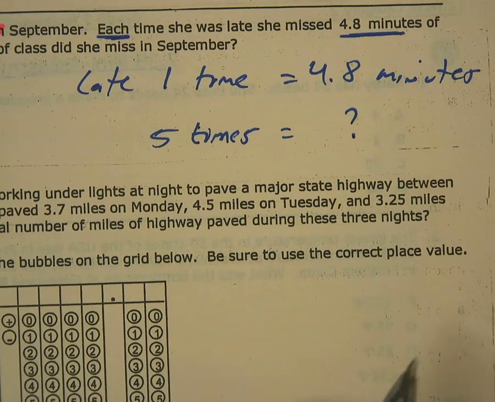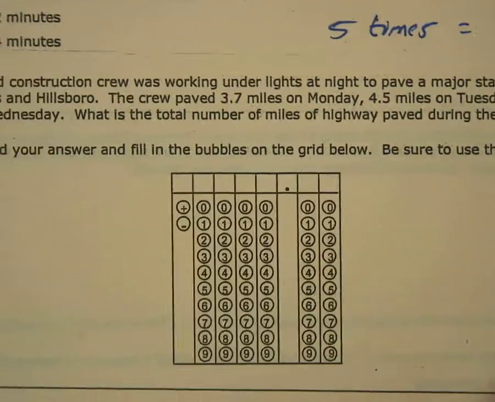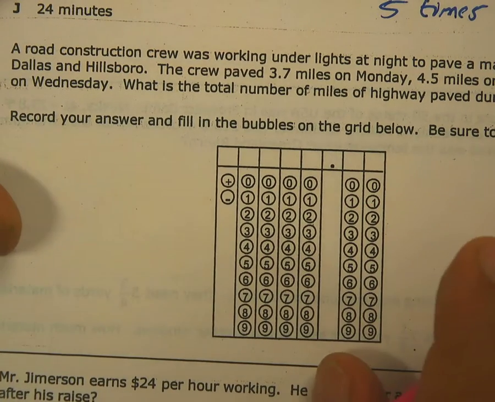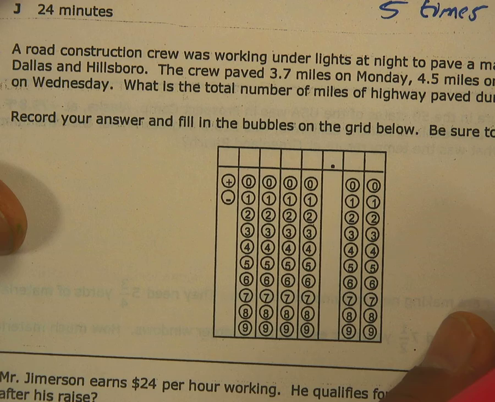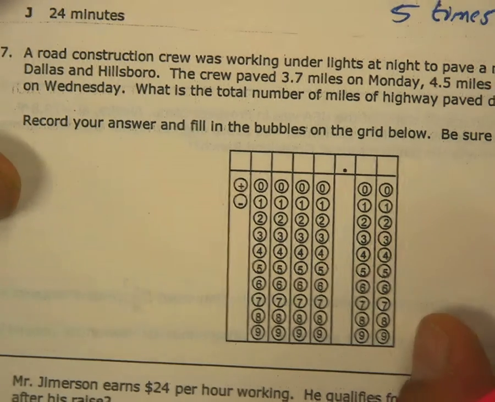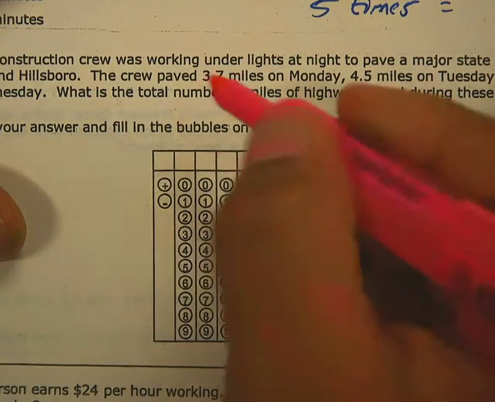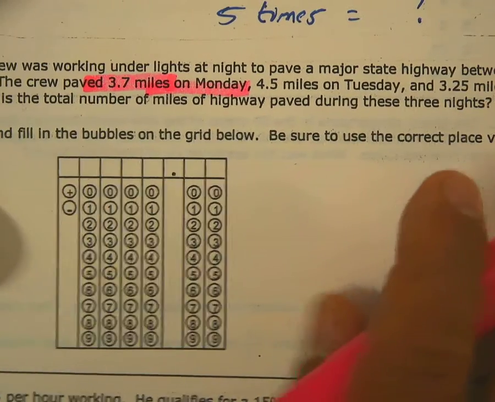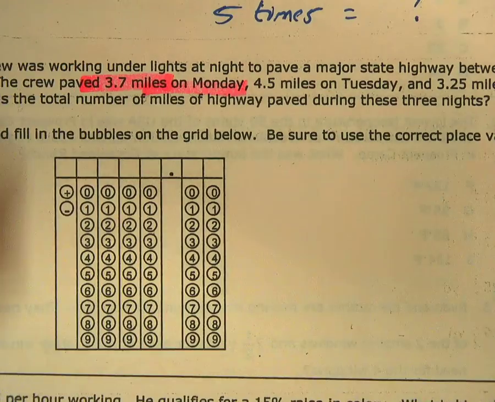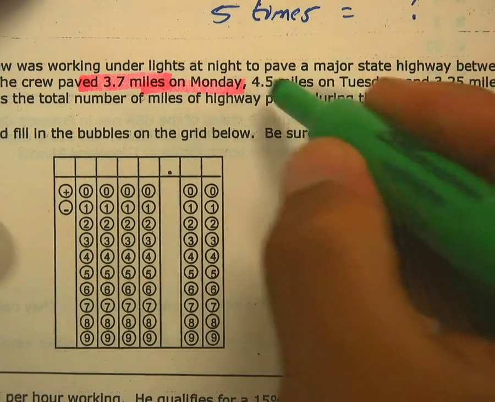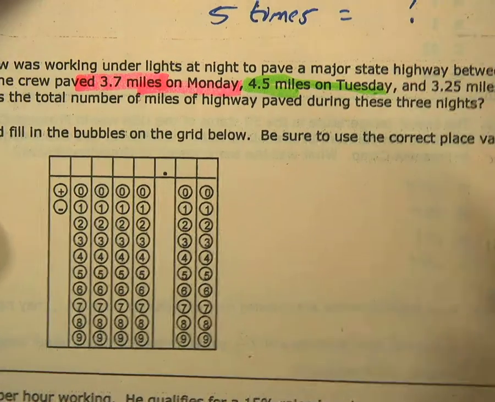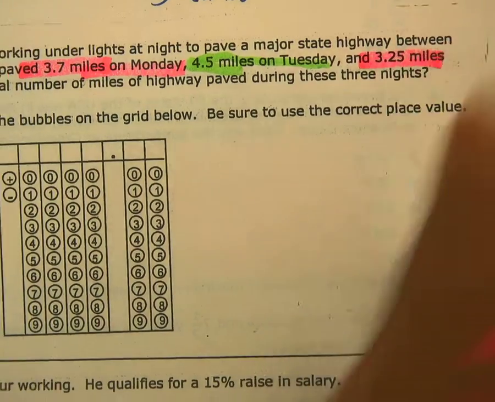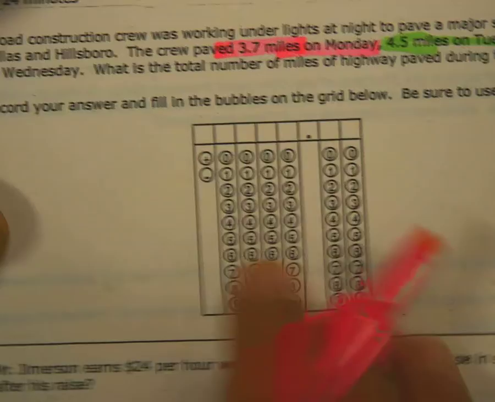Okay, number 7 there. A road construction crew was working under lights at night to pave a major state highway between Dallas and Hillsborough. The crew paved 3.7 miles on Monday, 4.5 miles on Tuesday, and 3.25 miles on Wednesday.